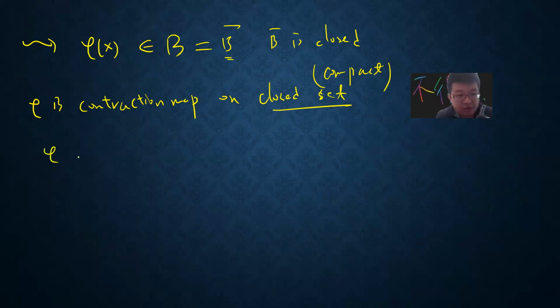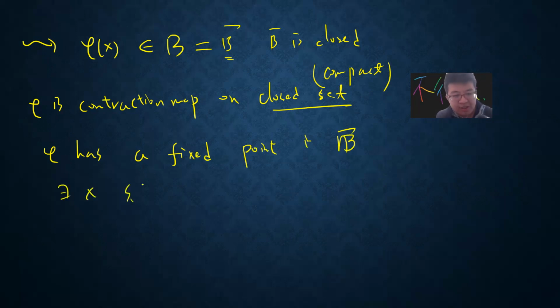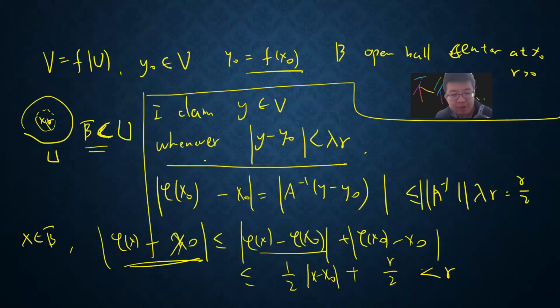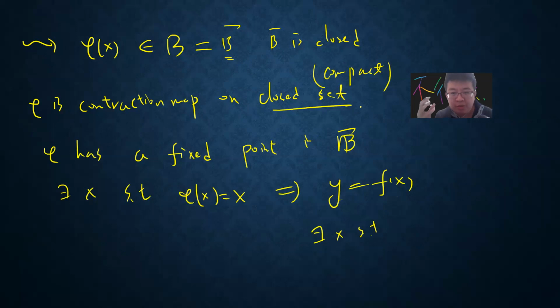So phi has a fixed point in B bar. That means there exists x such that phi of x equals x, which gives y equals f of x. So you choose y satisfying this, and then use the powerful result of the contraction map to find such an x. This is the proof. So y equals f of x means that V is open.